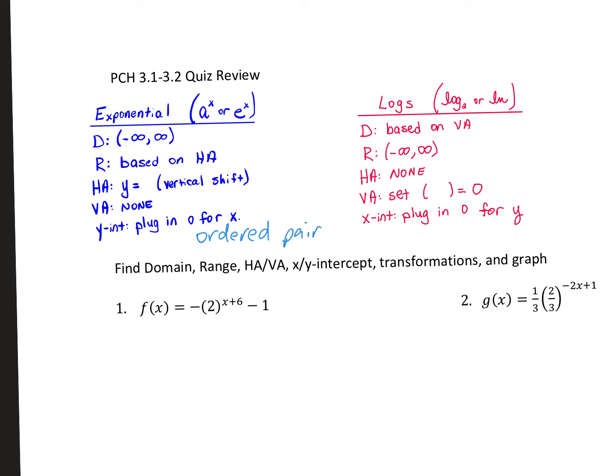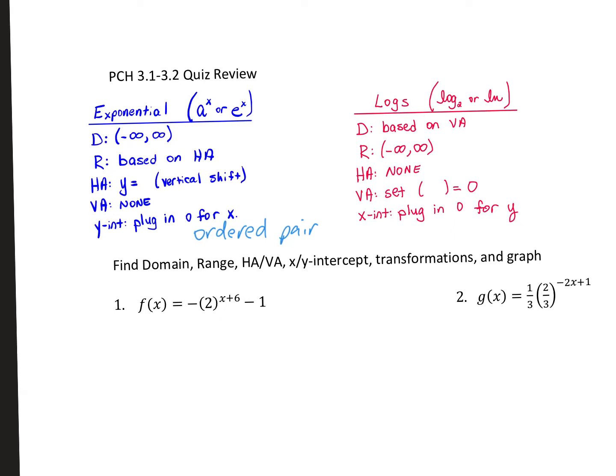And then our logs are the inverses of that. So instead of the domain being negative infinity, positive infinity, it's the range. You have a vertical asymptote, not a horizontal one. Your vertical asymptote is x equals. The way that you find that is you set the parenthesis equal to 0. And then we're going to find an x-intercept where you plug in 0 for y.